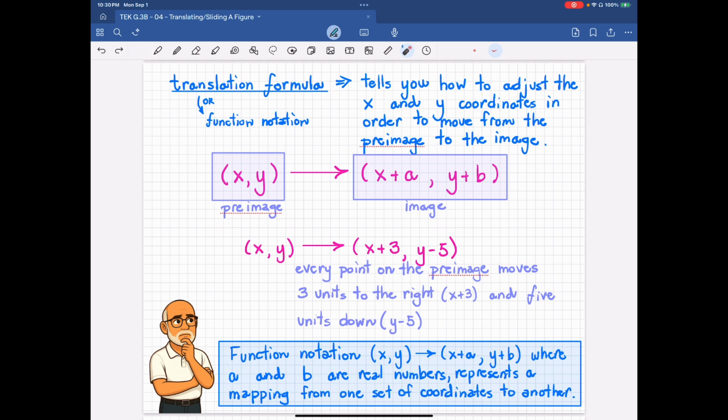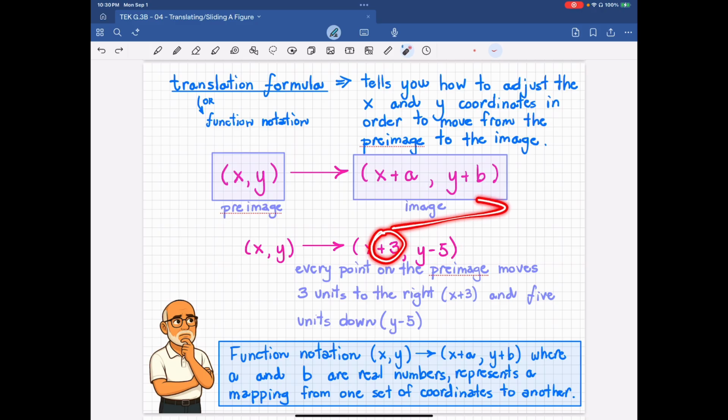An example looks like this. So here we start out with our pre-image, xy. What are we going to do to the x's and what are we going to do to the y's? Well, I'm going to add 3 to all my x's and I'm going to subtract 5 from all my y's. So what this means in basic words is that every point of the pre-image moves 3 units to the right. That's the x plus 3. And then it moves 5 units down because this is minus 5.